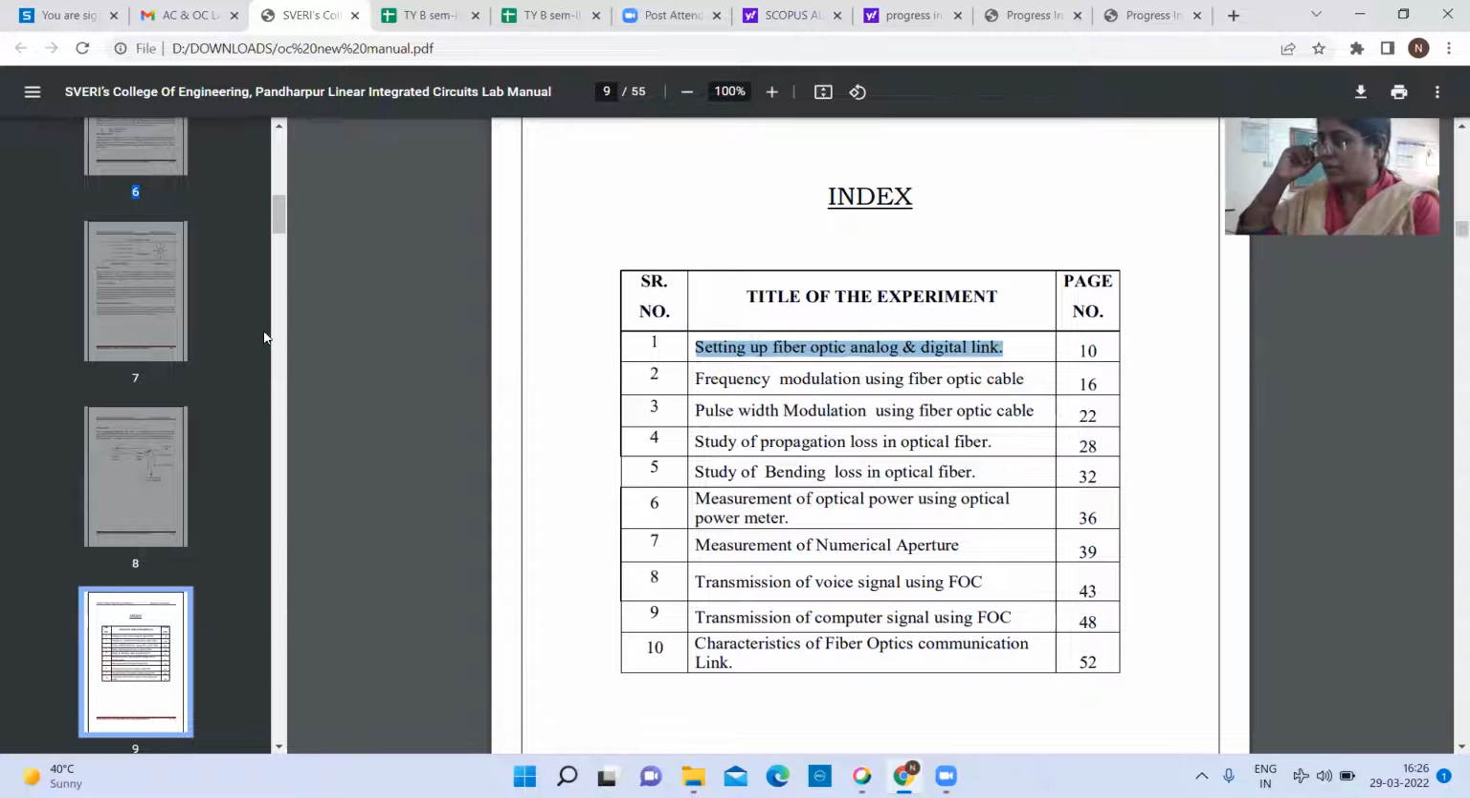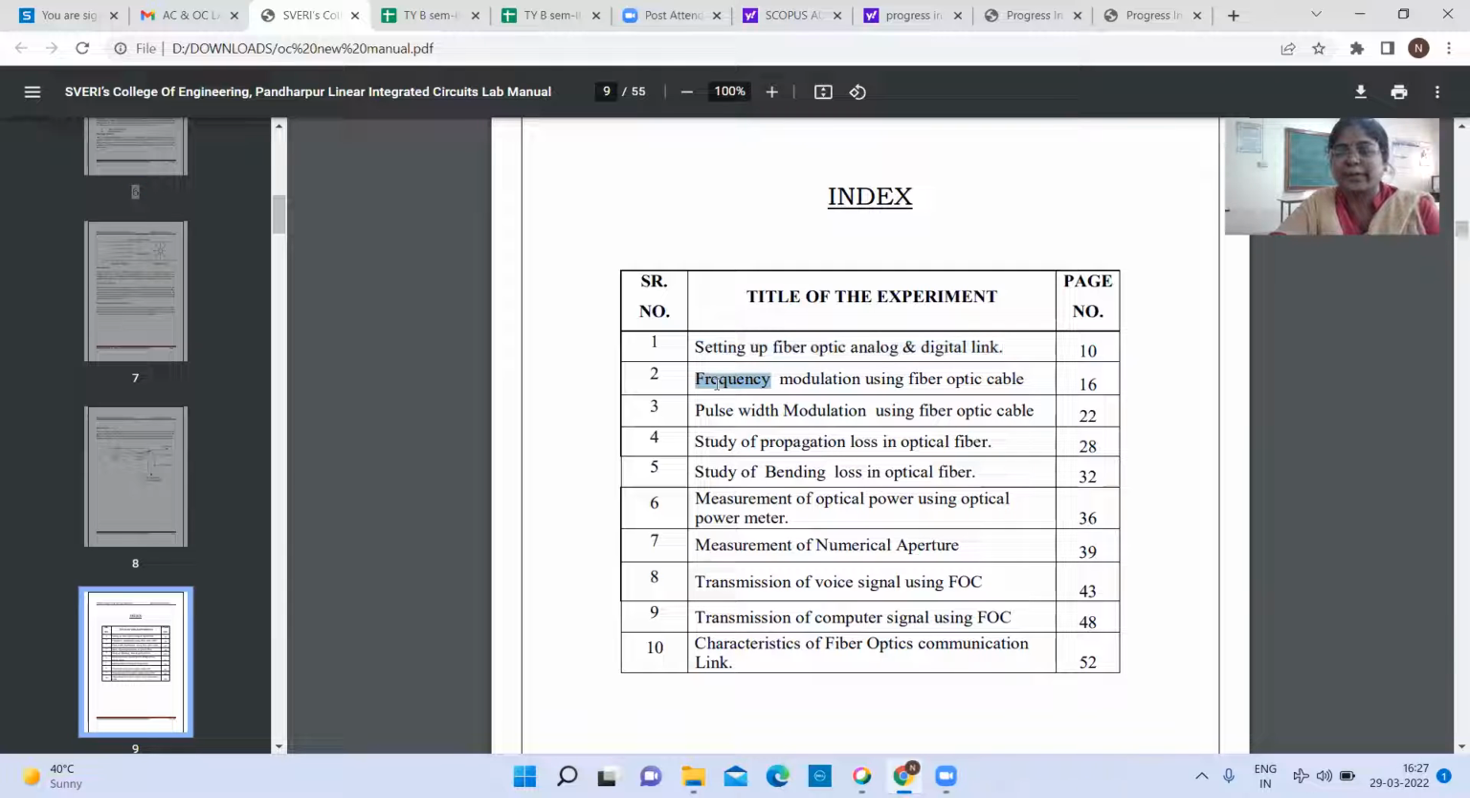Okay, so I will show you that kit also. I will hold that mobile there and show you through the mobile camera. The first experiment is to transmit the analog signal and digital signal through fiber optic cable.